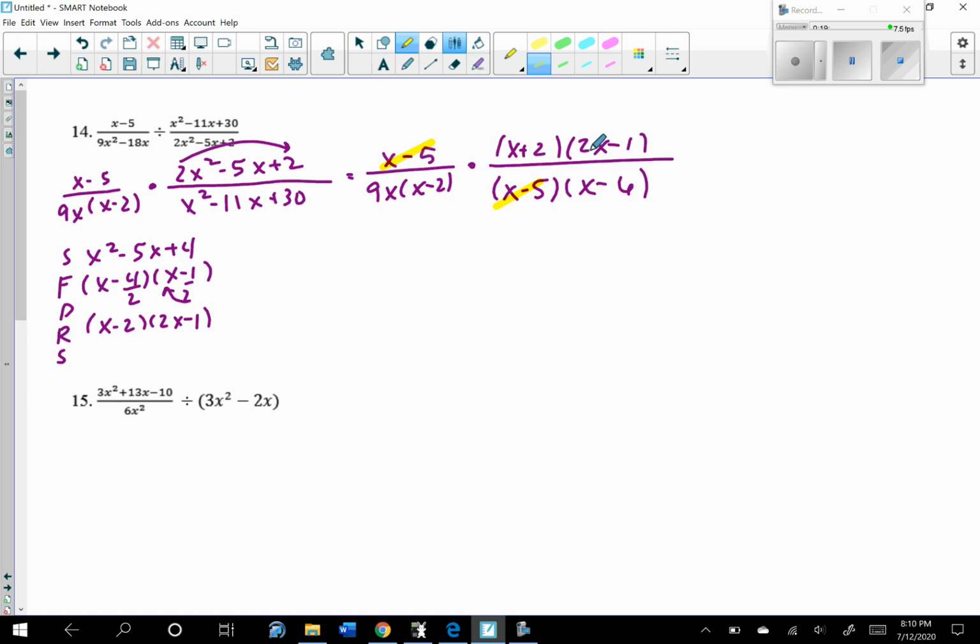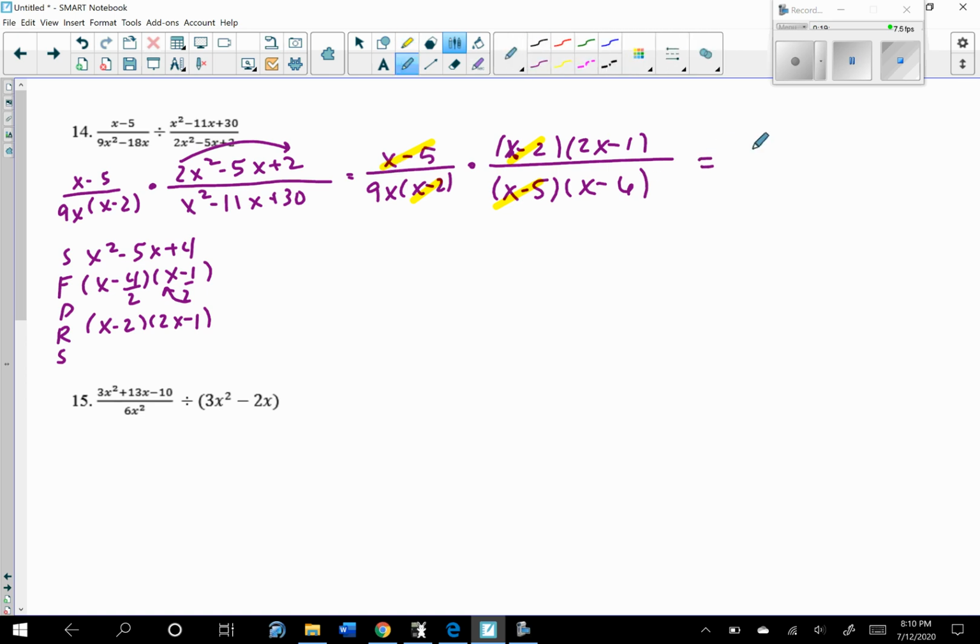I think that's it. X minus 5. Oops, and you know what? I just realized I wrote plus 2. That should have been minus x minus 2. So that means that this cancels out with this term here, and then that would be it.